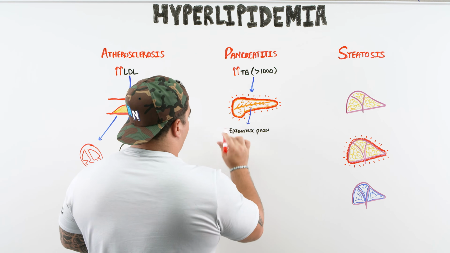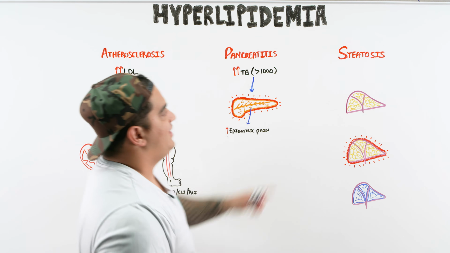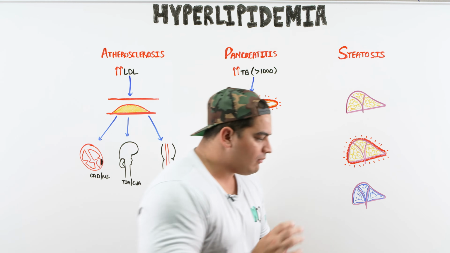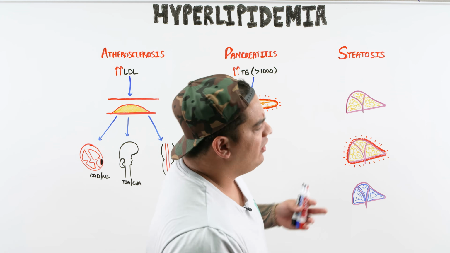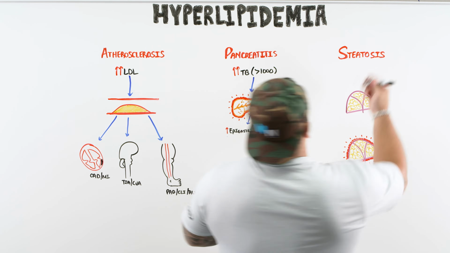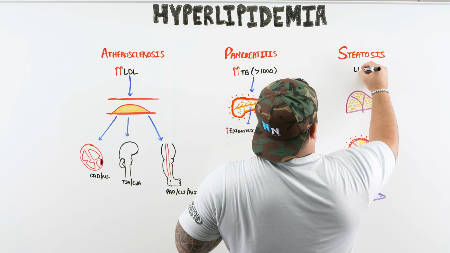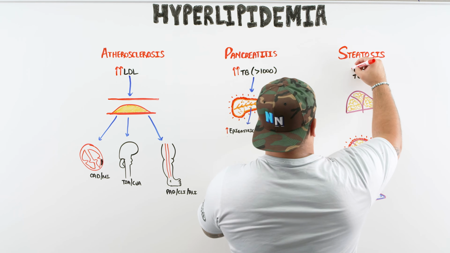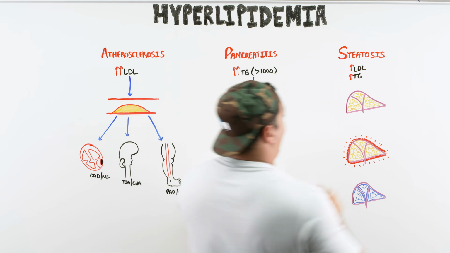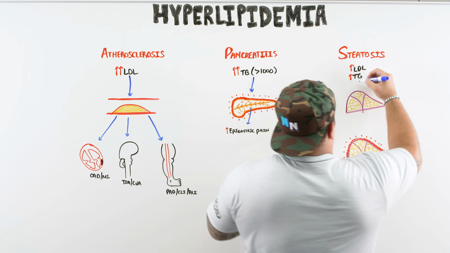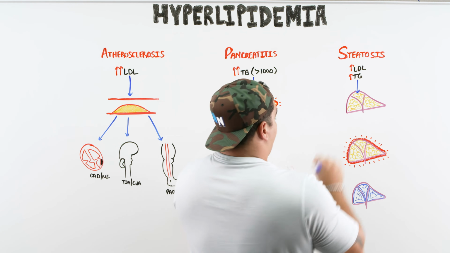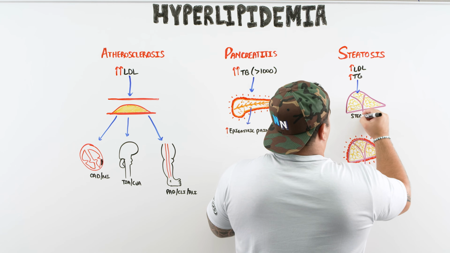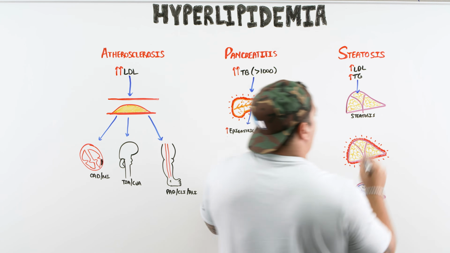Now, the last situation here is steatosis. This is fat accumulation within the liver. And patients who have very, very high lipid levels, I'm talking super high LDL, super high triglyceride levels, this fat really deposits heavily within the liver. And when it deposits heavily into the liver, it leads to something which we call steatosis, which is just kind of like a fatty liver, if you will.